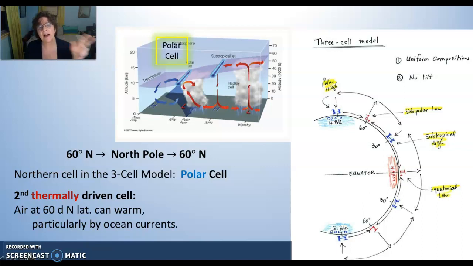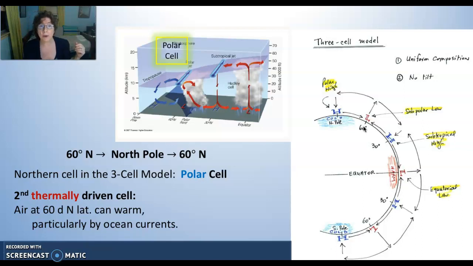It is the other thermally driven cell. In other words, it is driven by warm air convecting up into the atmosphere, then moving toward the cold air and the lower pressure. In this case, we're talking about air that is relatively warm at 60 degrees latitude, which is quite far north. But it certainly is warmer, and it's warmed by many ocean currents that have come up from the equator and that really retain their warmth for quite a bit.